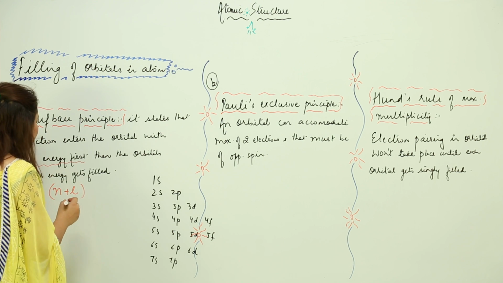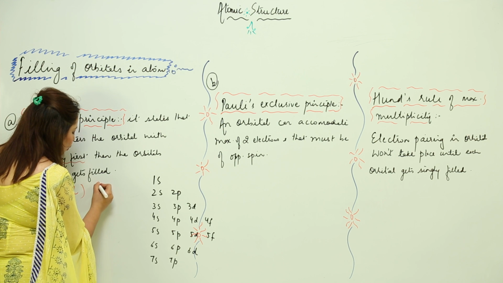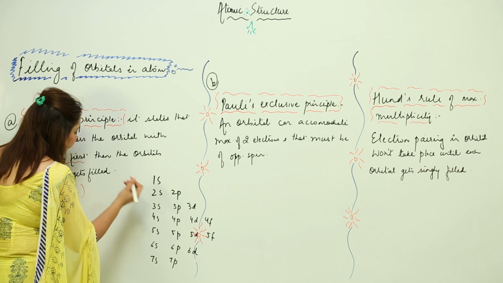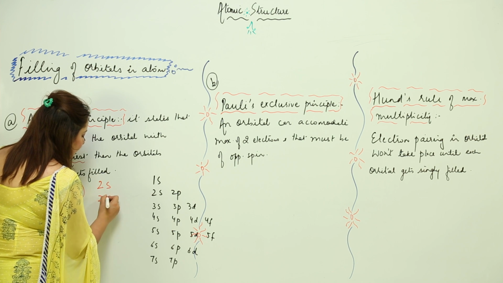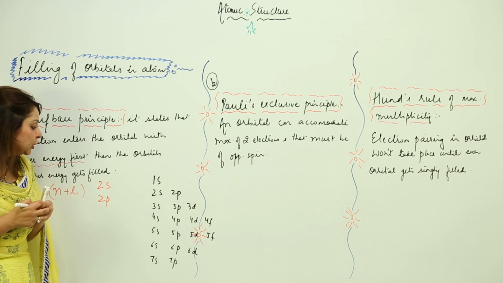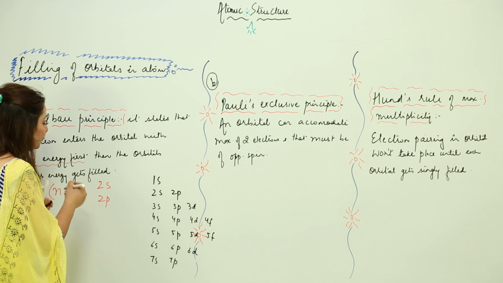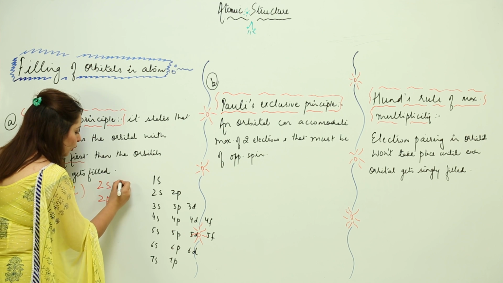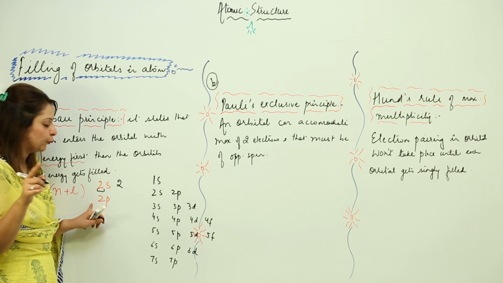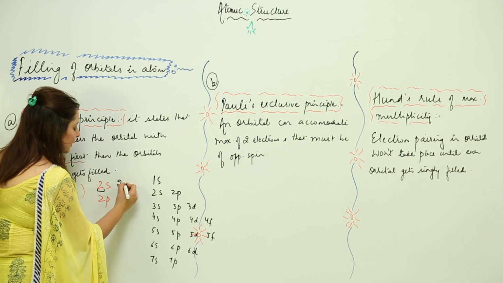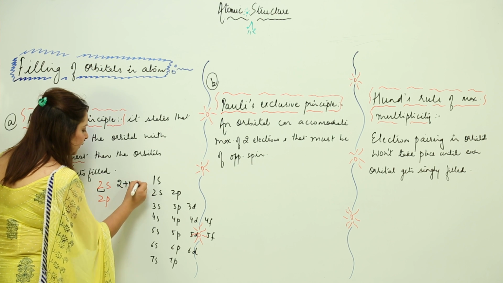Suppose I give you two subshells, 2s and 2p, and say compare their energies. What you are going to do is N plus L. So in this, what is N? Obviously it is 2, because we know that the second orbit means N is 2. And what is L? For s, L is 0. So it comes out to be 2.